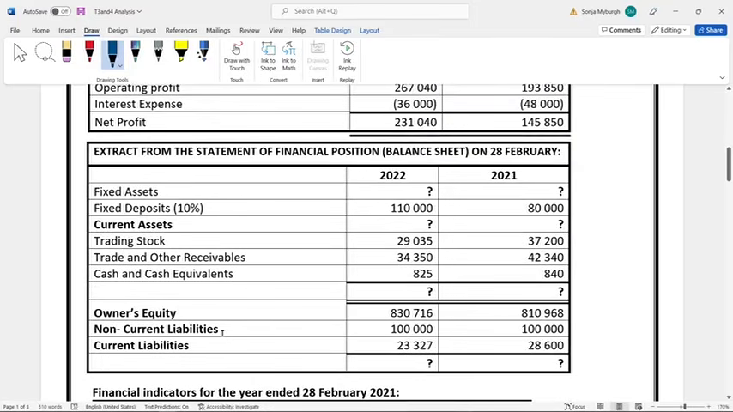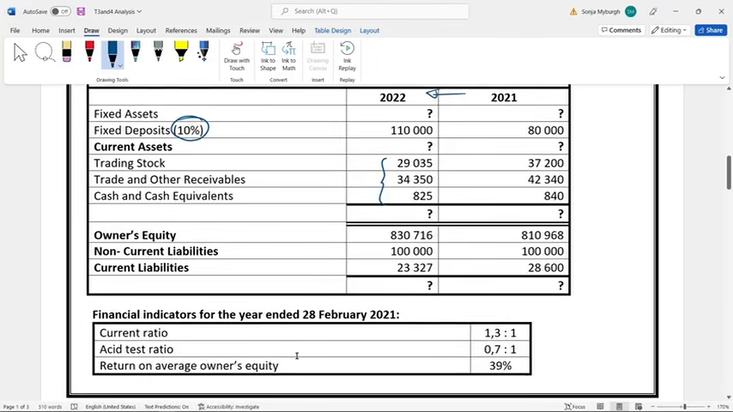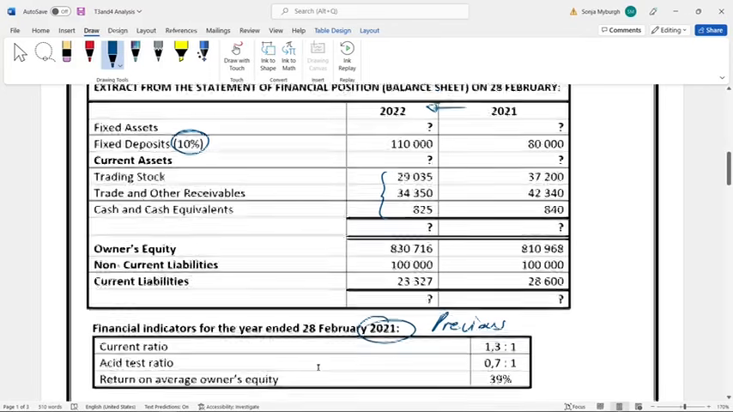Statement of financial position, again previous year, current year. Fixed assets, fixed deposits, they give us a percentage there, interest rate 10%. Current assets are not given as a total, but they gave us trading stock, trade and other receivables, cash and cash equivalents, so we can just add that. Owner's equity given, non-current liabilities, current liabilities given. Then they also give us financial indicators for the previous year because it's 2021. Current ratio was 1,3 to 1, asset test ratio was 0,7 to 1, and the return on owner's equity 39%.